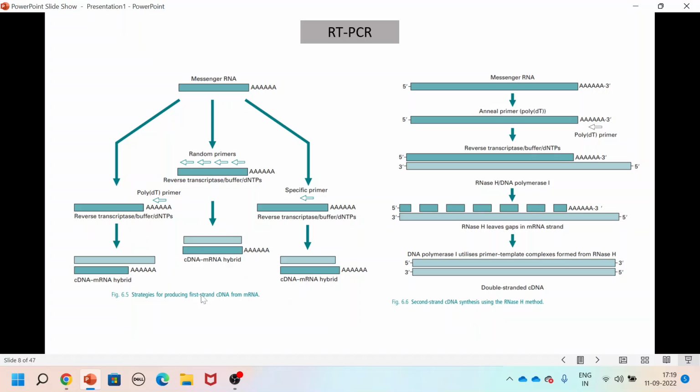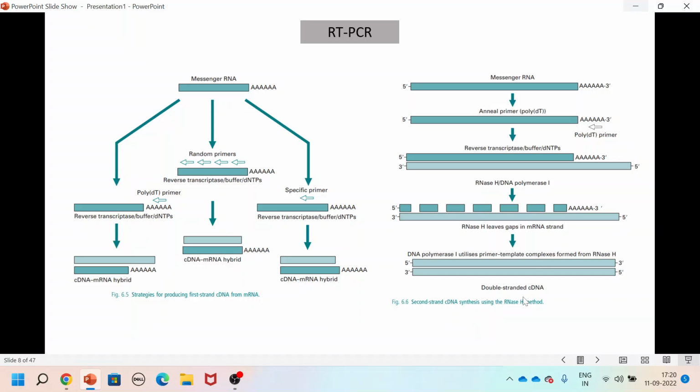Then, for this cDNA-mRNA hybrid, we use the enzyme known as RNase H. This RNase H enzyme helps in the degradation of the mRNA in this hybrid, and it cleaves gaps in the mRNA strand. Then DNA polymerase I comes and completes the DNA strand complementary to the earlier strand formed in the first step, and therefore leads to the formation of a double-stranded complementary DNA. So this is the procedure of RT-PCR.